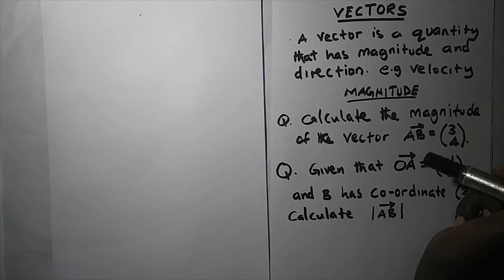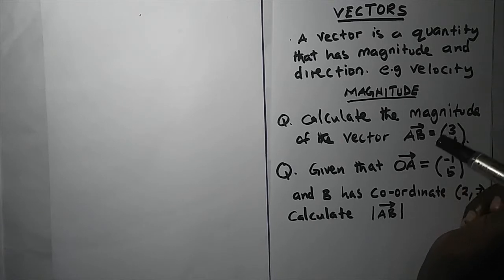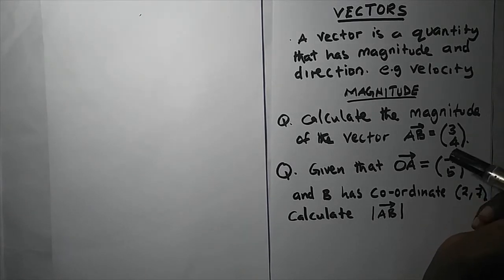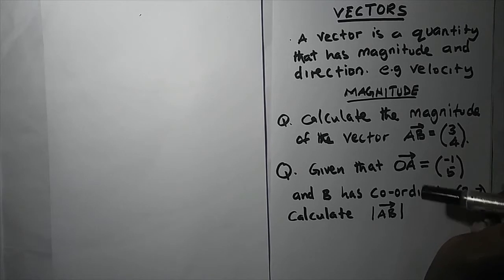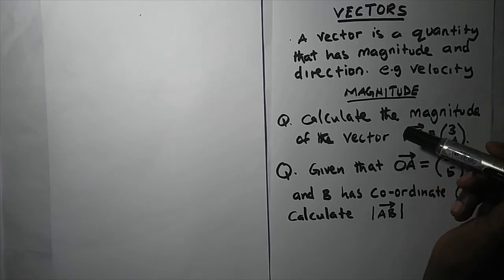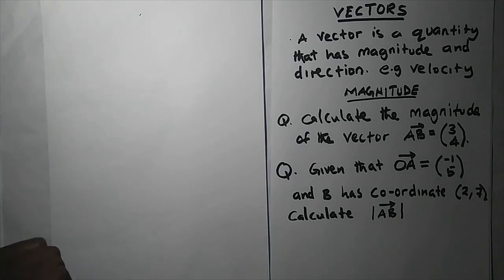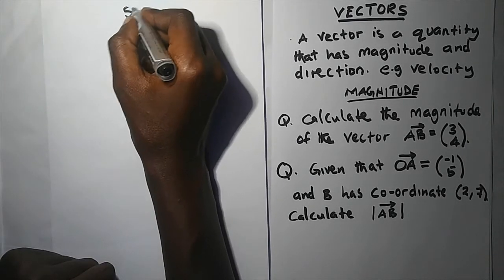And so magnitude, we are going to look at some questions that can help us to calculate the magnitude of a given vector. So here we are going to use column vectors to calculate the magnitude of these column vectors. So in this lesson, I want you to understand how to calculate the magnitude of a column vector. In our first question, the question says calculate the magnitude of the vector AB, which is given by 3 and 4. So it's a column matrix or column vector. So we'll look at the solutions.